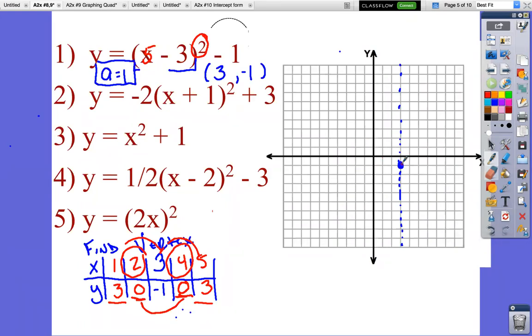If from here, I took 1 step over, so I'm at 4, now I'm at 0. 1 step over, 0. If I'm at 5, 2 steps over, I go up to 3, 1, 2. 2 steps over, there you go. So this is what it looks like. And remember, you always have to have at least 5 points in order to graph. This takes some practice, but it's not that difficult.